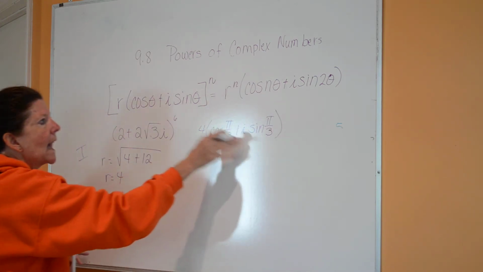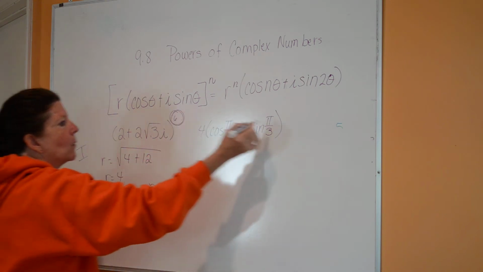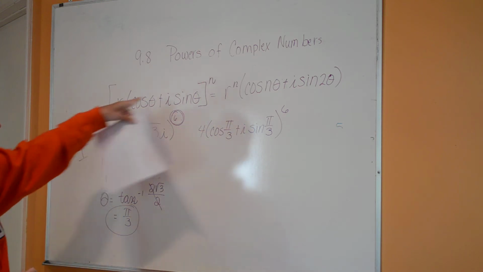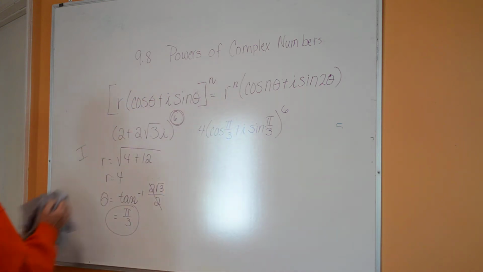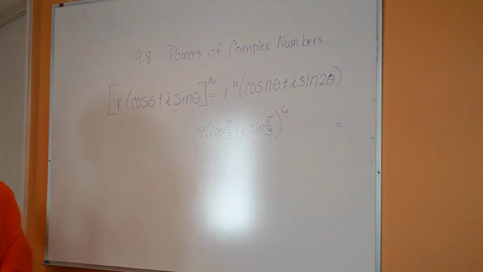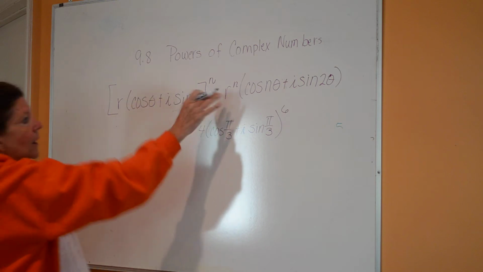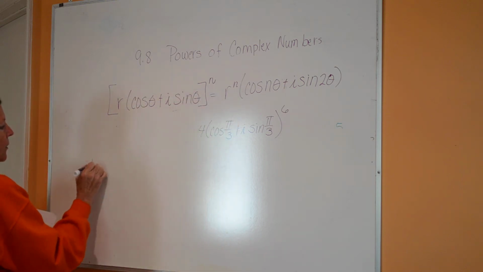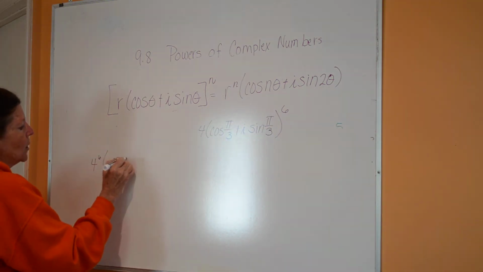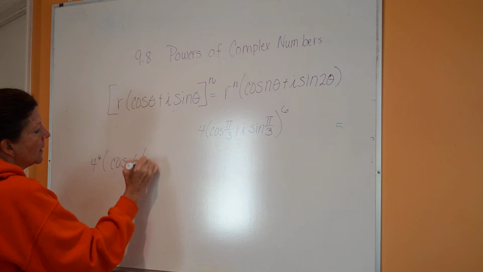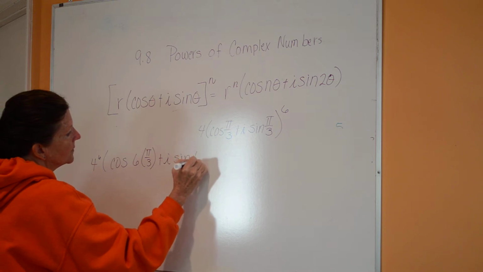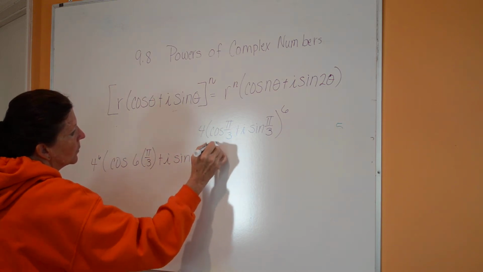So once I get that, then I turn around and place this power on that. Okay? So now I'm at the point where I can actually apply this formula up here. The very first thing I had to do was change it into the polar complex form. All right, now I'm going to apply this formula. So I'm going to take 4 to the 6th power times the cosine of 6 times pi over 3 plus i times the sine of 6 times pi over 3.